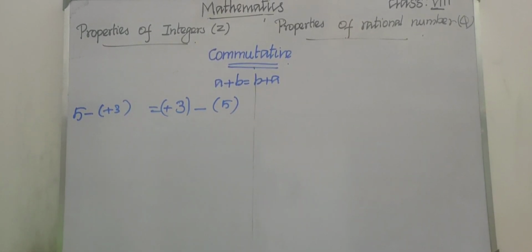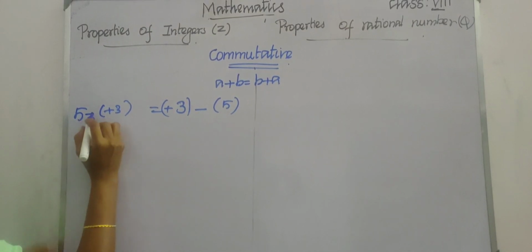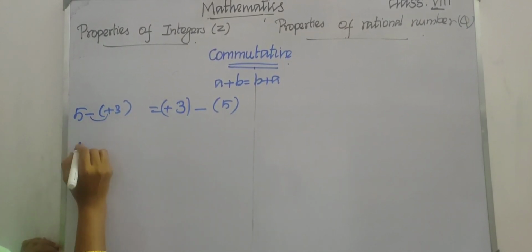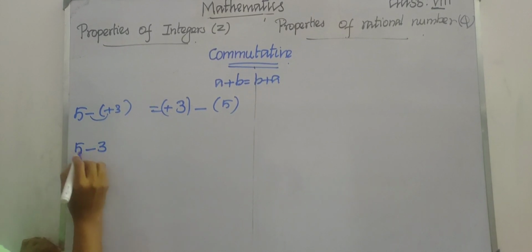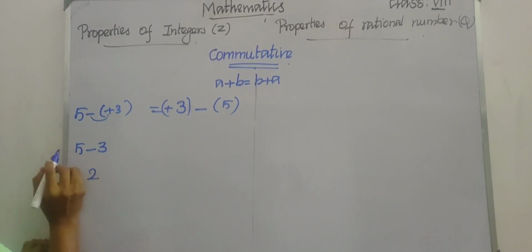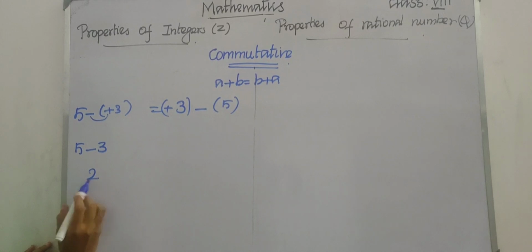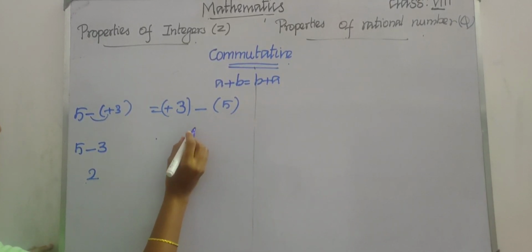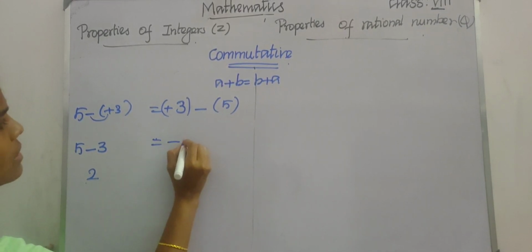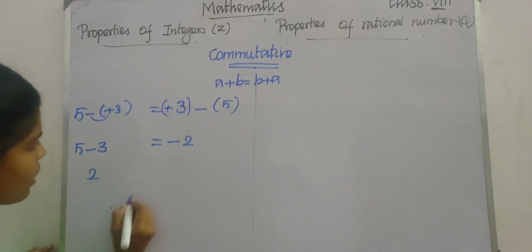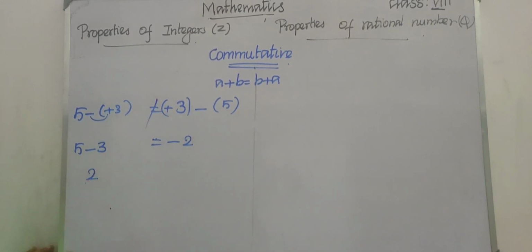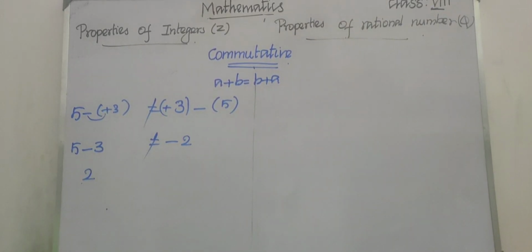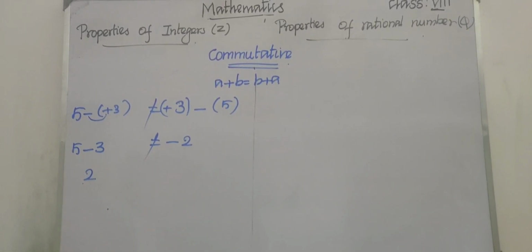Okay children, so see, 5 minus 3. What will you get? 5 minus 3 is 2, right? The greater number's sign is plus, so we get the answer as 2. Here, subtracting 3 minus 5, what will you get? Minus 2, is it children? So are these two equal? No, right? These two are not equal. So we can say subtraction of integers is not commutative. Okay children, subtraction of integers is not commutative.